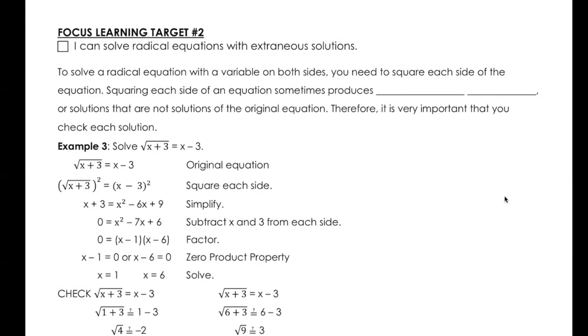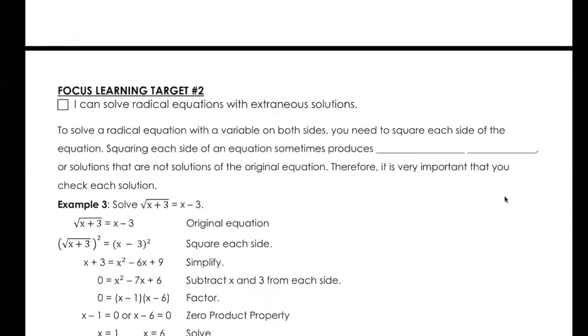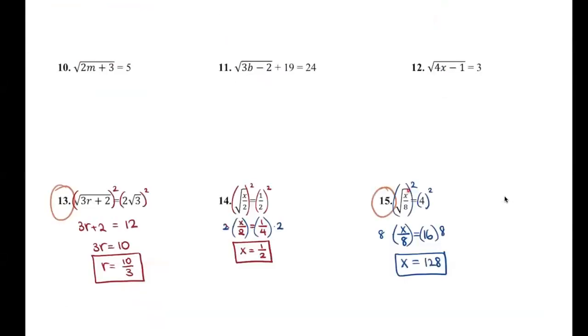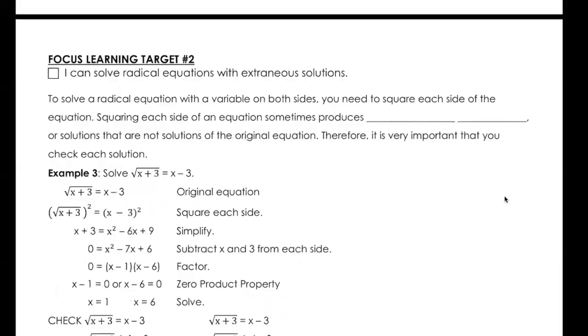To solve a radical equation with a variable on both sides, you need to square each side of the equation. All right, so we've been doing that. We've been squaring both sides, but in the beginning here, we only had a variable on one side of the equation, right? All of these only had a variable on one side. We have to be careful when there's variables on both sides, like this example 3. I have a variable inside the radical here. I also have another variable on the other side of the equation.